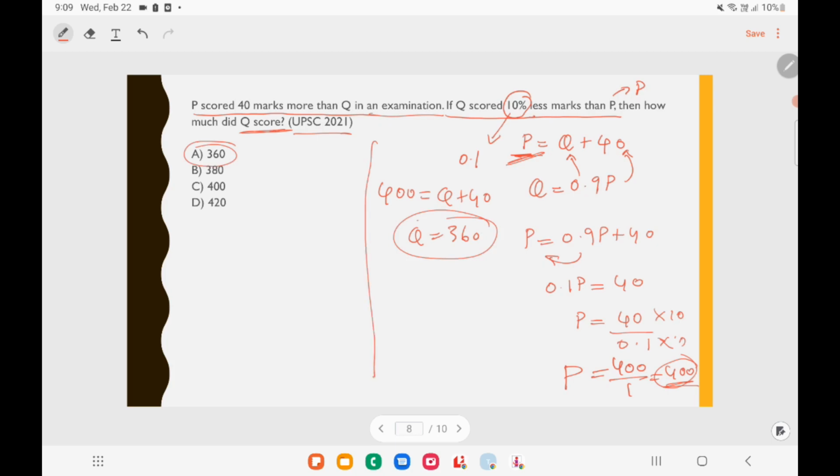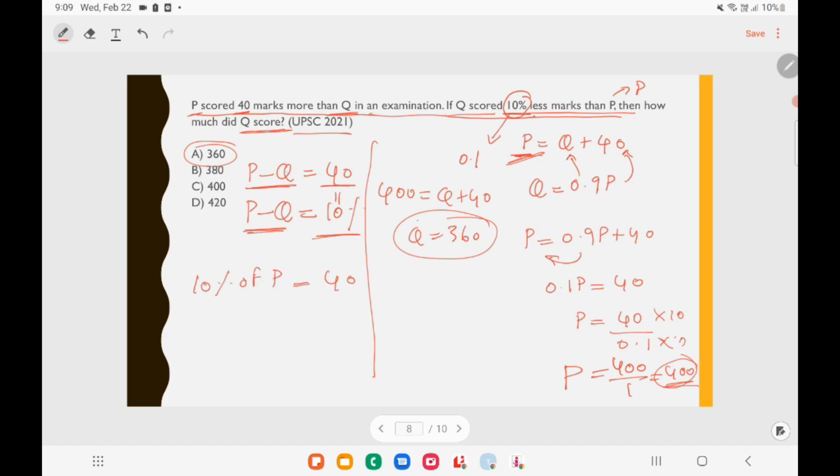So another way is that here P scored 40 marks more than Q. That means P minus Q is equal to 40. Right? Now Q scored 10% mark less than P. That is P minus Q in percentage terms is 10%. So P minus Q in marks is 40. P minus Q in percentage is 10%. So you can equate this one. So that is 10% of P is equal to 40.